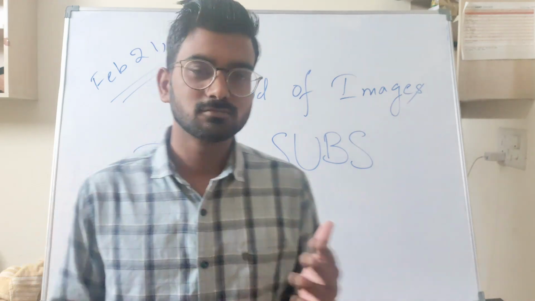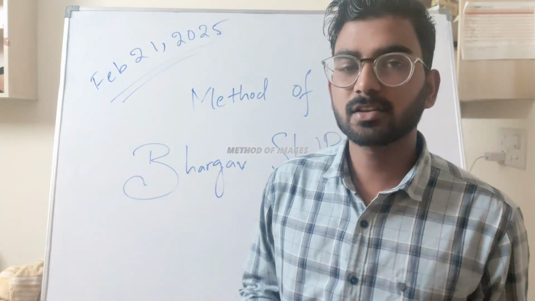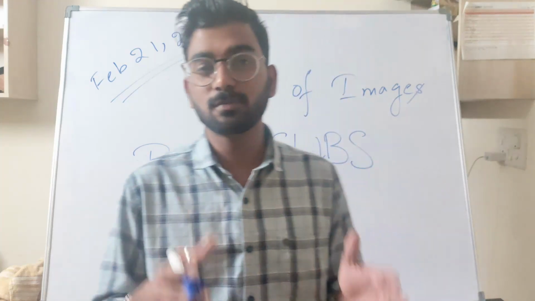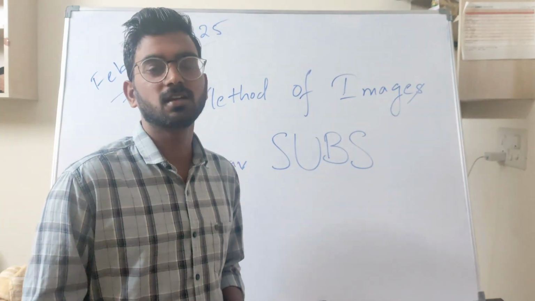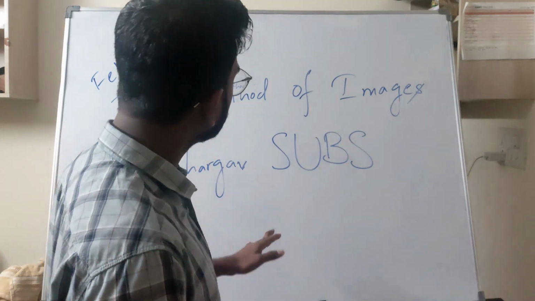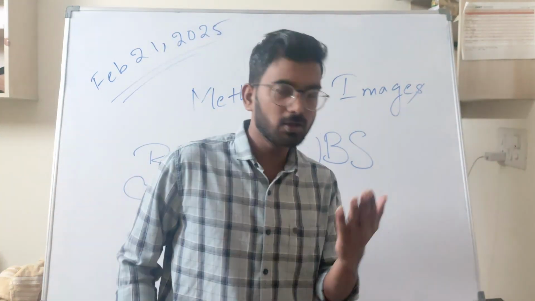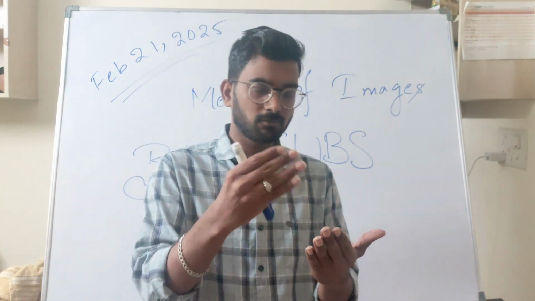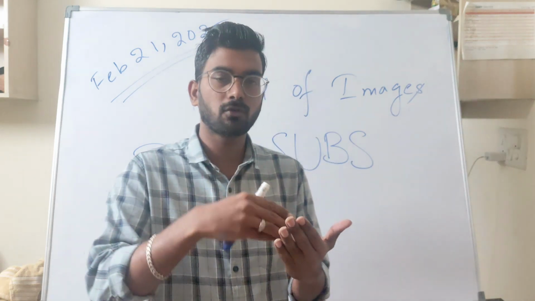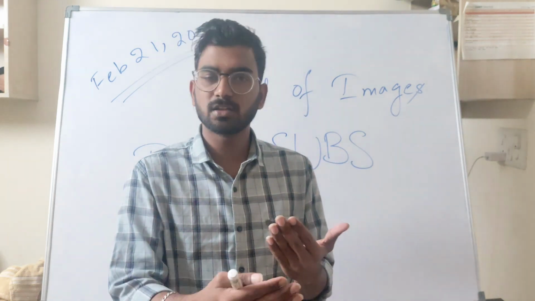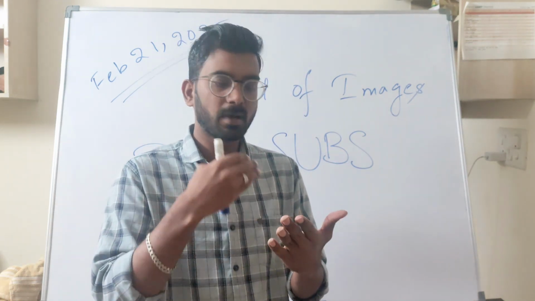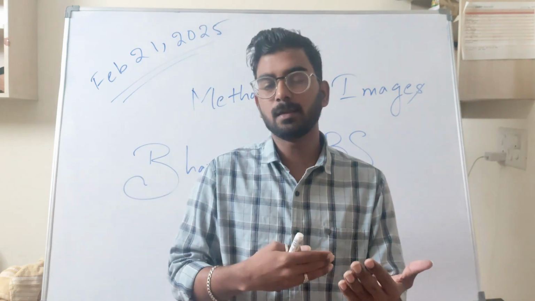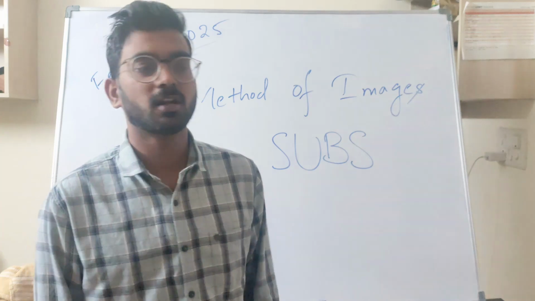So, in this class, let us discuss the concept regarding method of images. Where do we use this method of images? When you are seeing a mirror, the reflection of you which is formed on the opposite side is known as the image. You can draw it by extending the incident rays from the object.